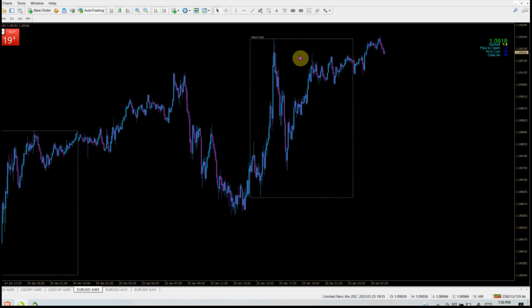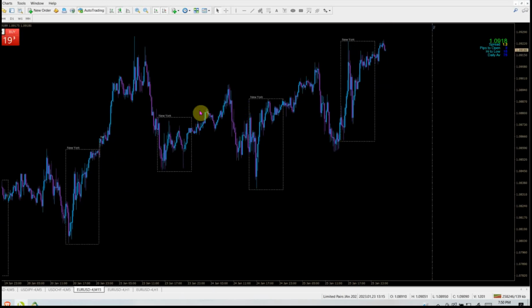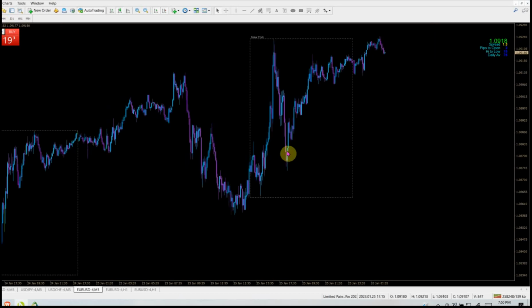Now, as I mentioned last night, one of the things you can do is look at a higher time frame and try to trade in the direction of the larger trend. So if we go to the 4-hour chart, we can see we're clearly in an uptrend on the euro dollar. And so this up move here would have been the preferred one to trade.